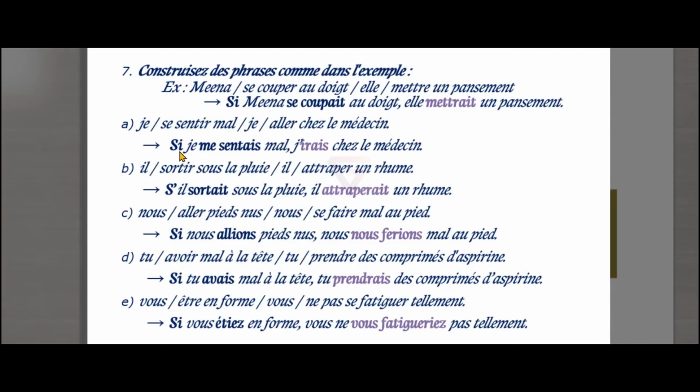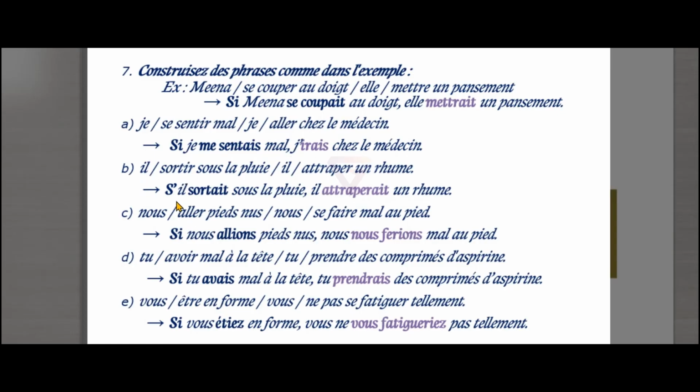So if I felt sick, I would go to the doctor. So again here, you're putting sentais, which is in the imparfait form. You're cutting the IR, adding AIS. Here, aller, you're going to convert it into the conditional form. So the future stem for aller is IR, and the ending for je is AIS, all right?